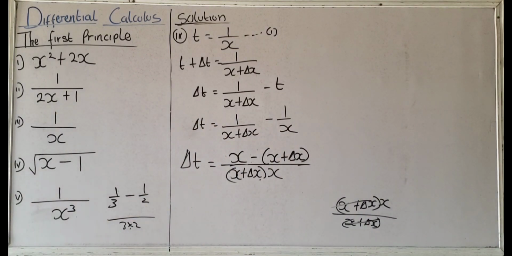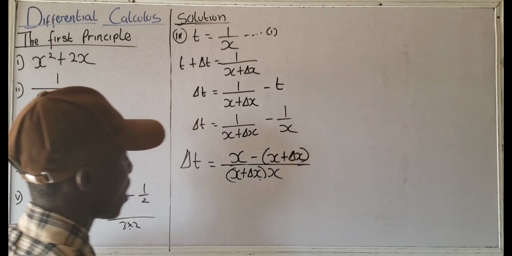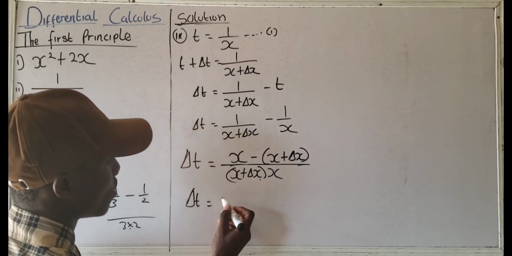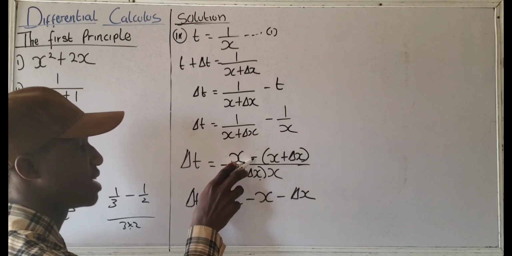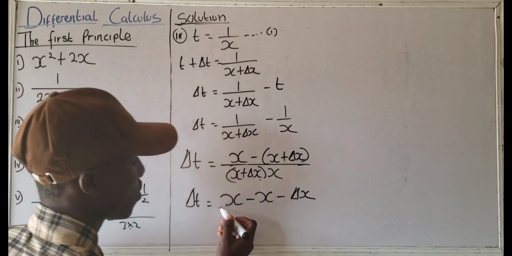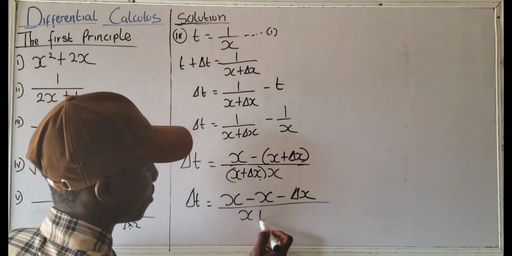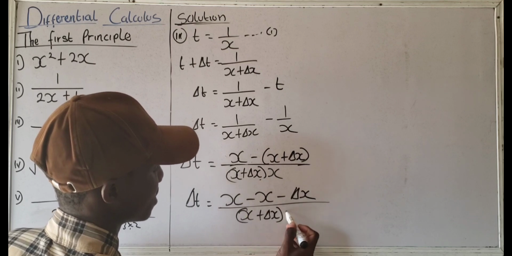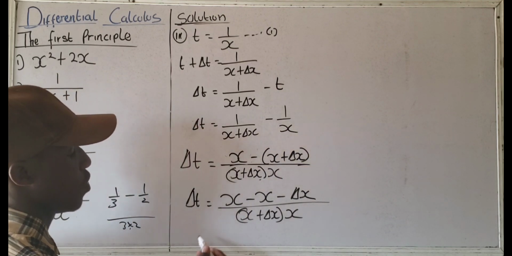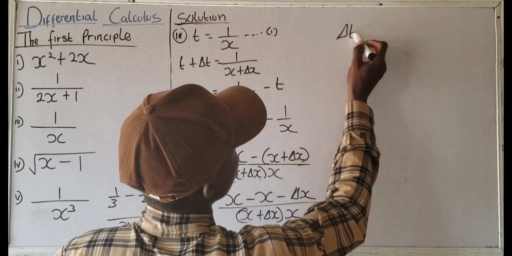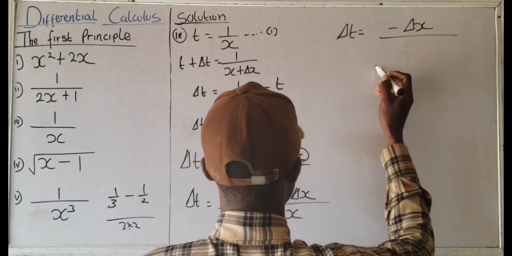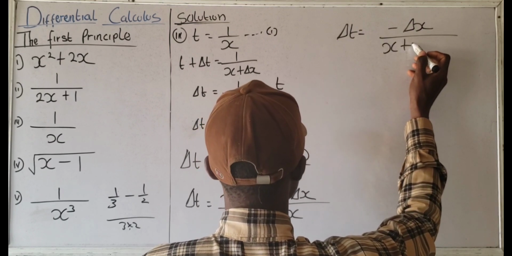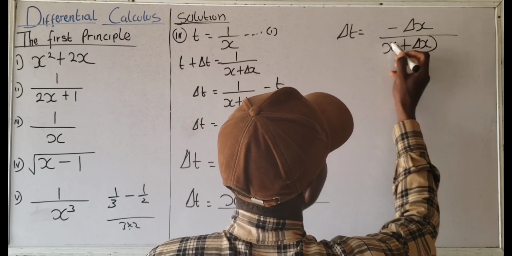Now the next step is that you have to simplify the numerator. So I'm going to have delta t equals x minus, open the bracket with this negative sign, x plus delta x, all over x plus delta x multiplied by x. So for this, delta t equals x minus x minus delta x, which is negative delta x. Negative delta x all over x plus delta x multiplied by x.